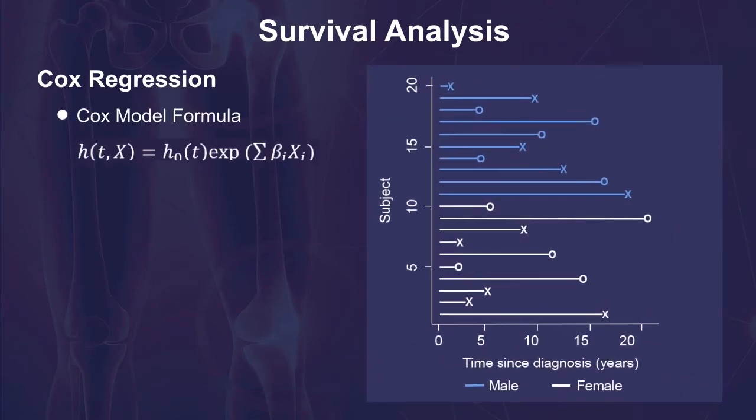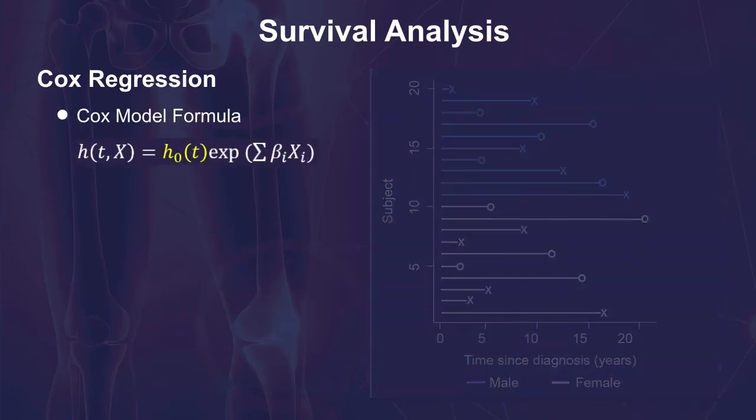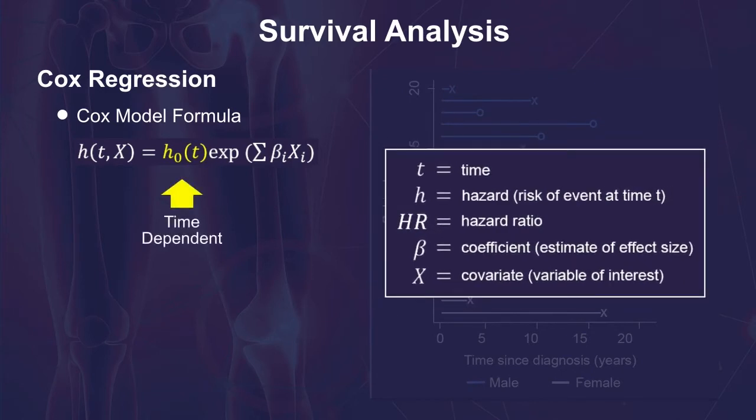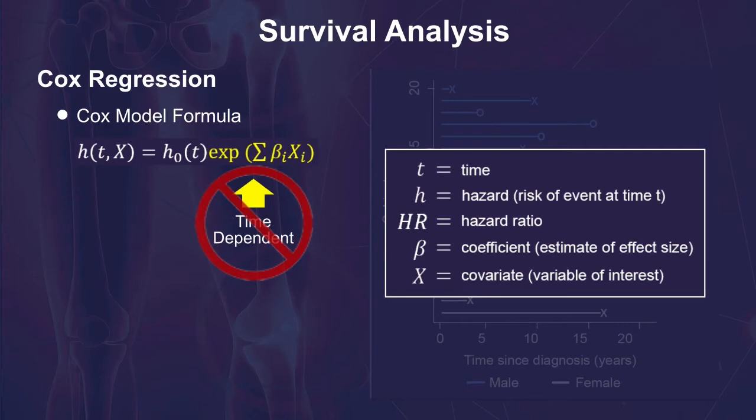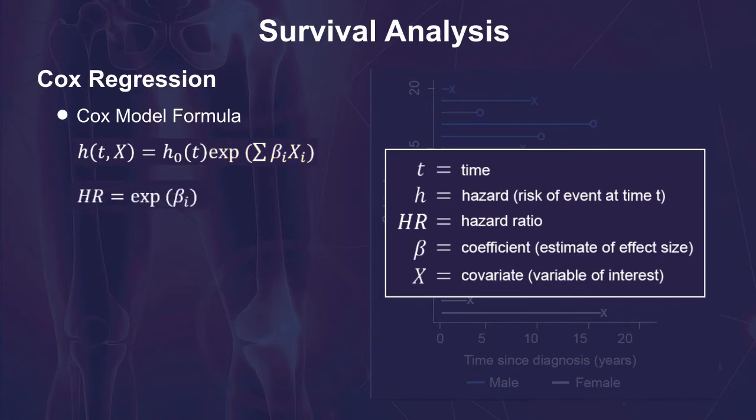Here's the formula for the Cox model. It includes a hazard rate that is a function of time and does not depend on the covariates. Then the second part of the formula involves the x's, which are the covariates of interest, and the betas, which are the coefficients. But that part of the formula doesn't depend on time. This means the hazard ratio does not depend on time. The hazard ratio is obtained by exponentiating the coefficient.